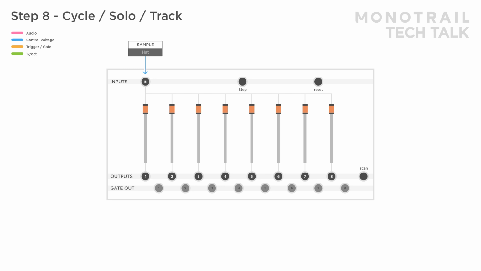Here, a rotating sample with a steady clock is sent to the input. Every time it's triggered, the clock also advances step 8 to the next step. Now you can use the sliders to dial in the volume for the hit on that step, or even mute it.